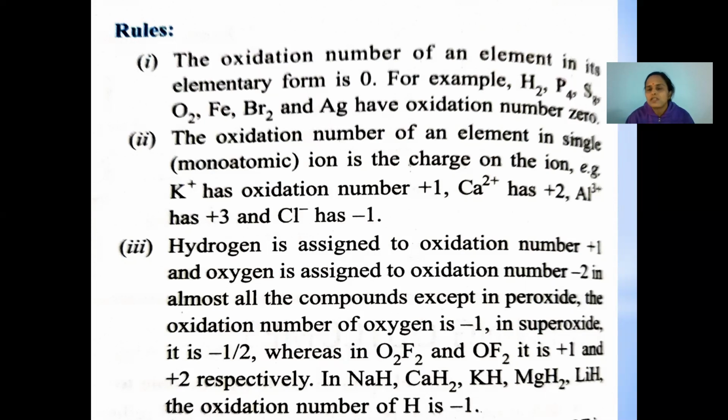Third rule, hydrogen is assigned an oxidation number of +1 and oxygen is assigned an oxidation number always as -2 in almost all the compounds except in peroxide. The oxidation number of oxygen is -1. In superoxide it is -1/2. Whereas in O2F2 and OF2 it is +1 and +2 respectively. In sodium hydride, calcium hydride, NaH, CaH2, KH, MgH2, LiH, oxidation number of hydrogen is -1.